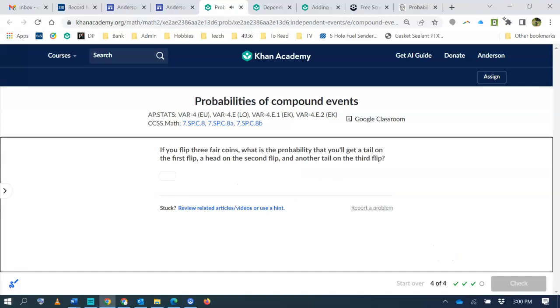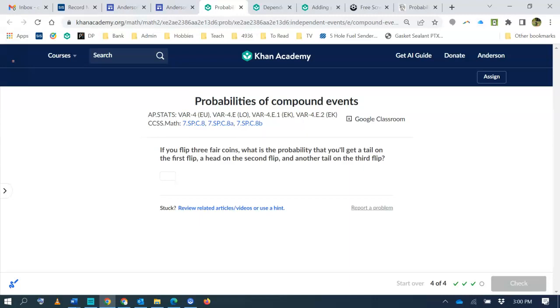If you flip 3 fair coins, what is the probability that you'll get a tail on the first flip, a head on the second flip, and another tail on the third flip? Okay, so we have 3 different events here. 1, 2, 3. We need to multiply each event by itself to figure out what our odds are.